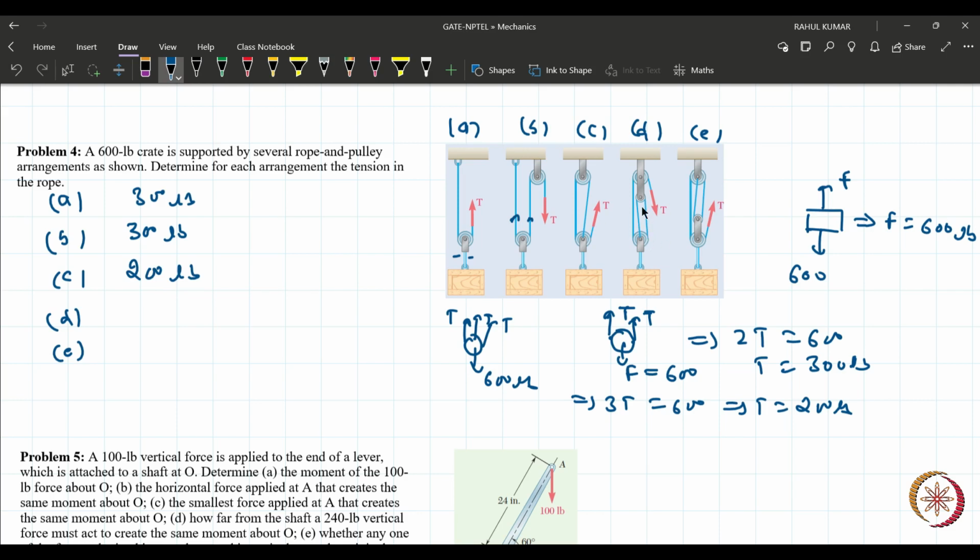And the same situation applies with this one also. There are three strings, so the answer will again be 200 lb. Now see this situation. This situation is slightly different.